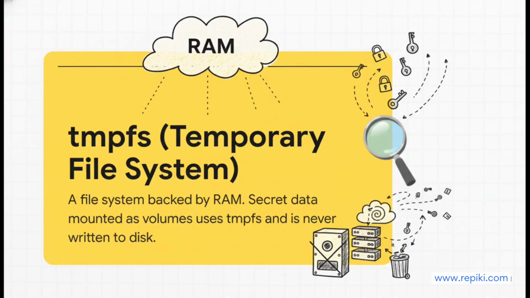So how does it do that in-memory trick? With something called a TMPFS, which is just a fancy way of saying a temporary file system. It literally lives in your computer's RAM. What that means is, as soon as your pod shuts down or the node reboots, poof, that secret data is gone. It never touched a physical hard drive, which is great protection if, say, that drive ever got stolen.